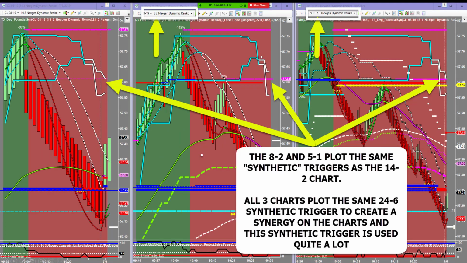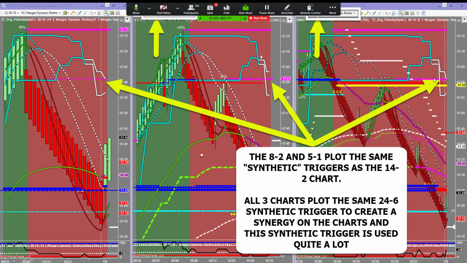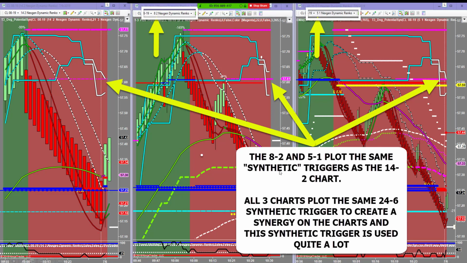So let me show you what this looks like. On the 3 charts, we plot the same triggers. On the 14.2 chart on the left, we've got a synthetic trigger. The same synthetic trigger is on the 8.2 chart, and the same synthetic trigger is on the 5.1 chart. All 3 charts plot the same 24/6 trigger.